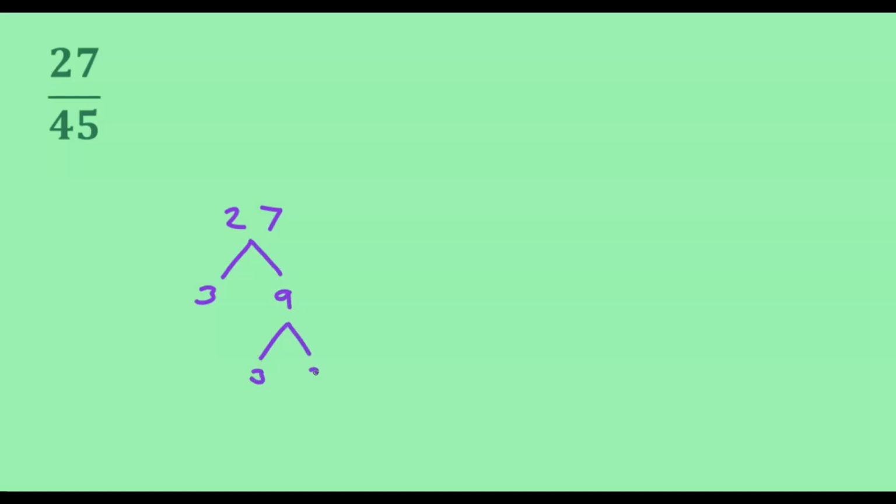Now the next fraction is 27 divided by 45. Now let us use the method of dividing the numerator and denominator by the GCF for this one. So the numerator is 27 and the denominator is 45. So let's draw the factor trees for these. So we have 27. 27 can be written as 3 times 9. And 9 is 3 times 3. And next, let us consider 45. Now 45 is 5 times 9. And 9 is 3 times 3.